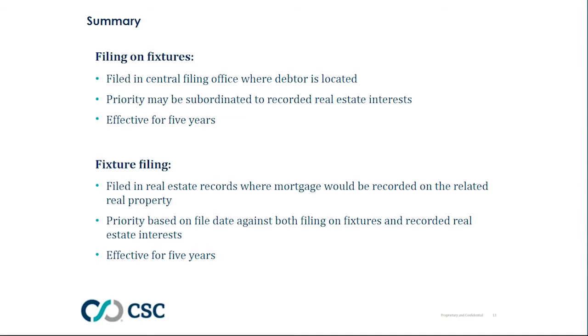A fixture filing is filed in the real estate records where a mortgage would be recorded on the related real property. A fixture filing is filed at the county level. The priority is based on file date against both filing on fixtures and recorded real estate business. Fixture filings are also effective for 5 years.